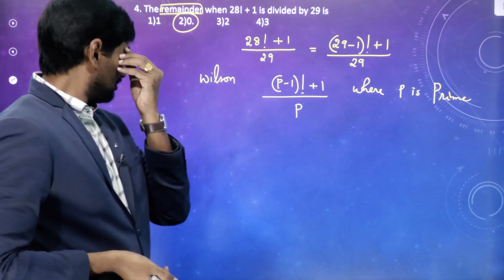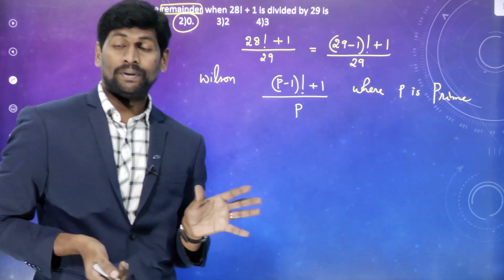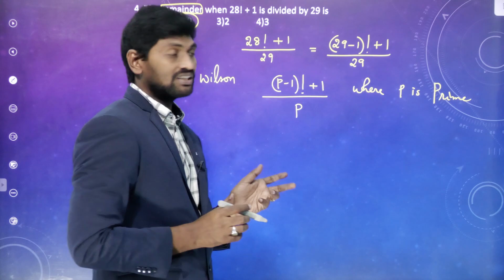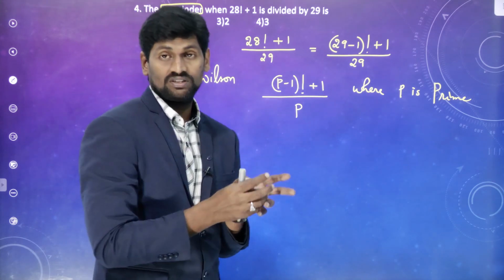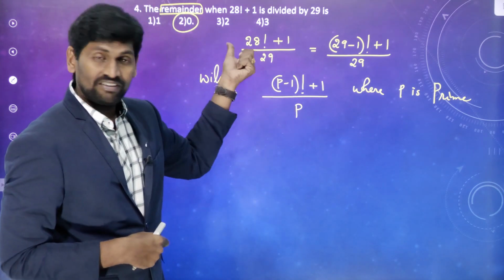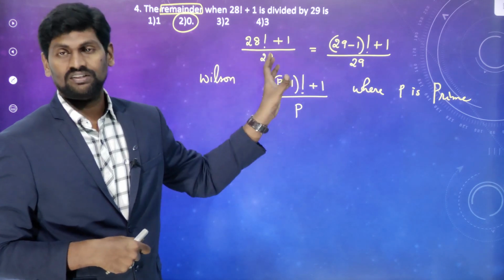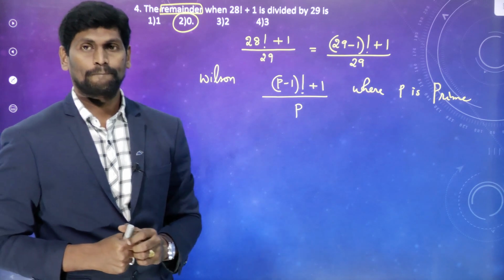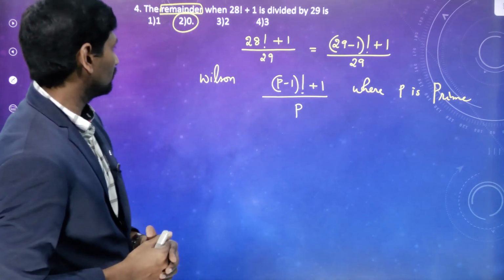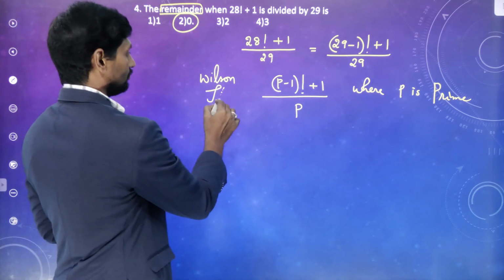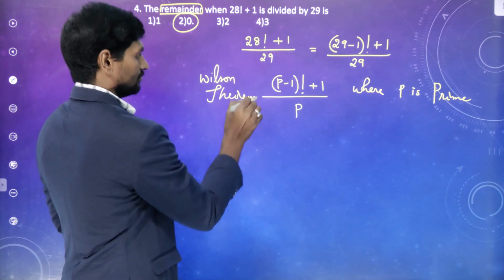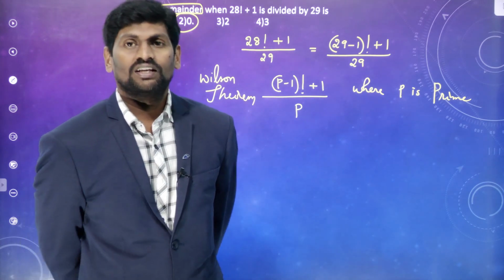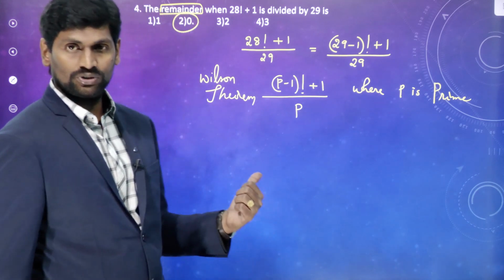This only happens when the number can be expressed in terms of primes. There, 28 we can write as 29 minus 1, and then only it is possible, because 29 is a prime number. Got it? Let us go to the next question.